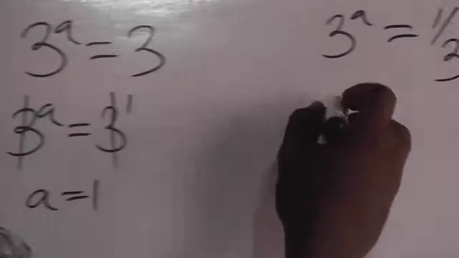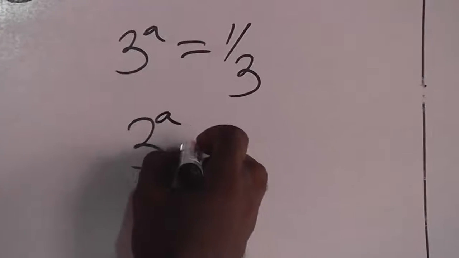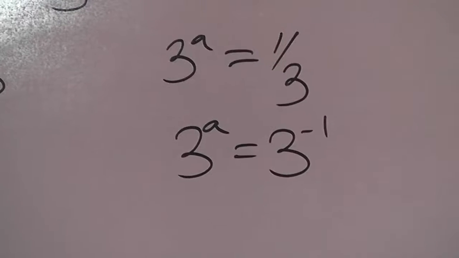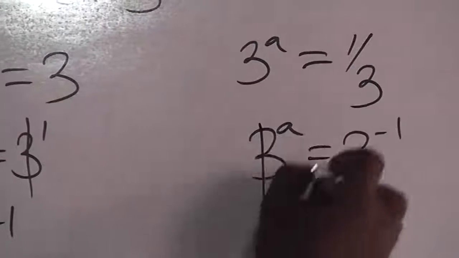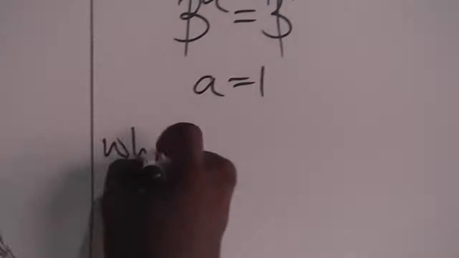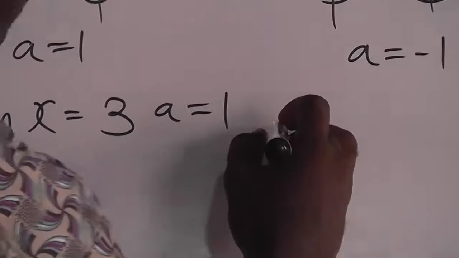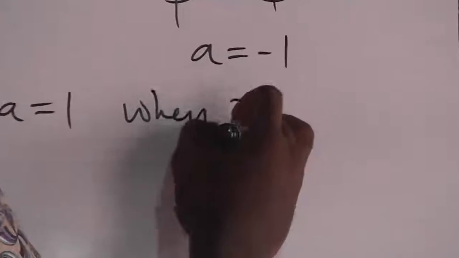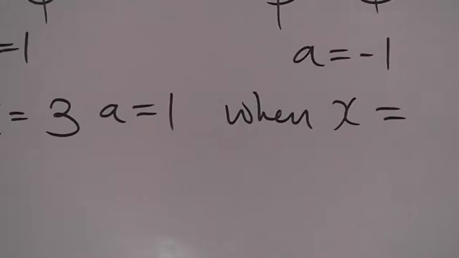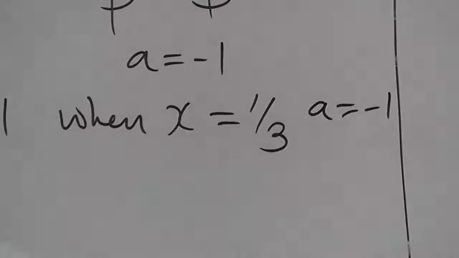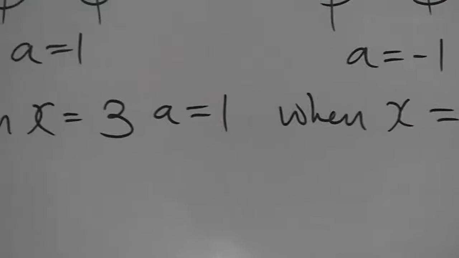And here we also have 3 raised to the power a equal to 3 raised to the power minus 1. This is established already from our rule of indices. So if you take out the bases, a is equal to minus 1. So when x is equal to 3, our a will be equal to 1. And when x is equal to 1 over 3, our a will be equal to minus 1. So this is your final answer.